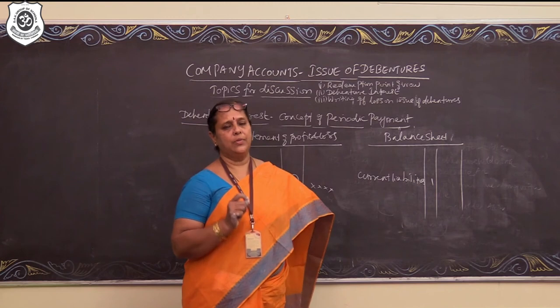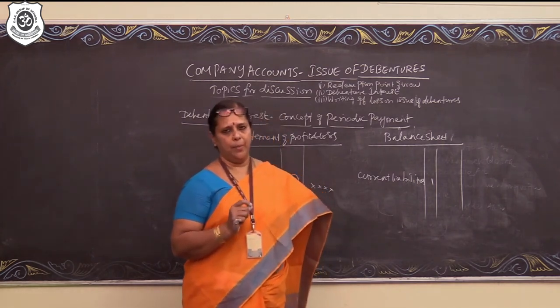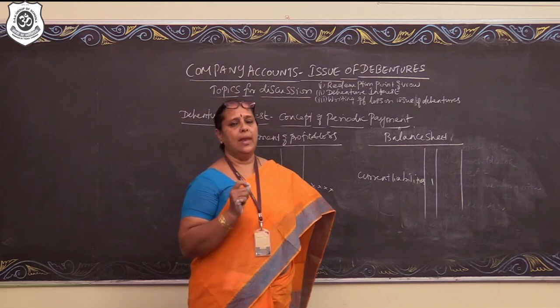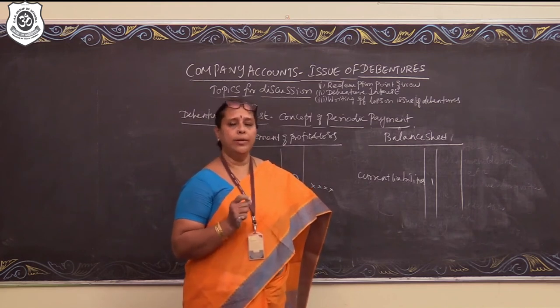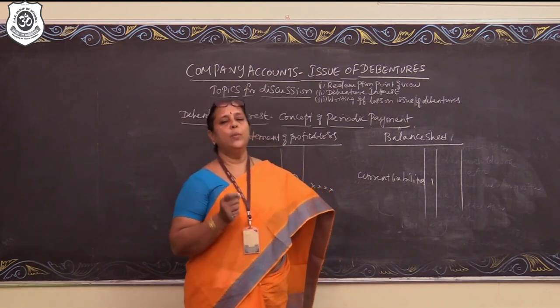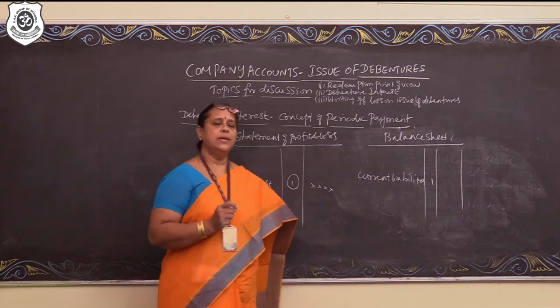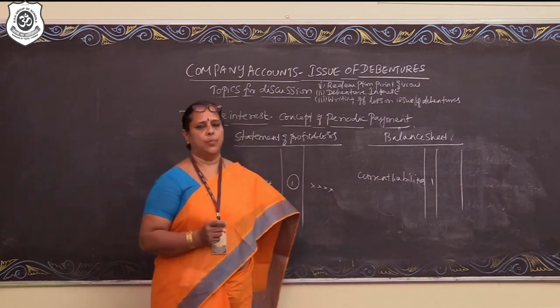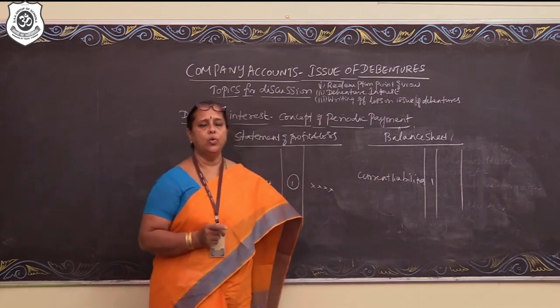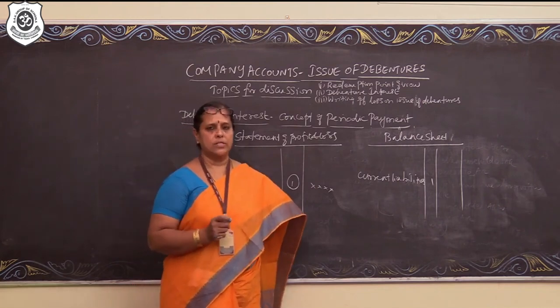So, in this concept, we learnt about debenture interest concept of periodic payment. Debenture is a liability to the company, long-term borrowing, which carries a prefixed rate of interest to be paid irrespective of the profitability of the business. Debenture interest is a charge against profits. It will be debited to statement of profit and loss under the heading finance cost.